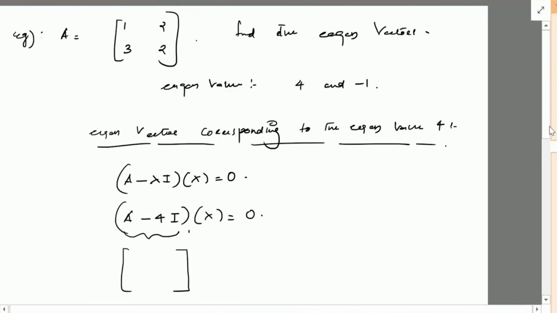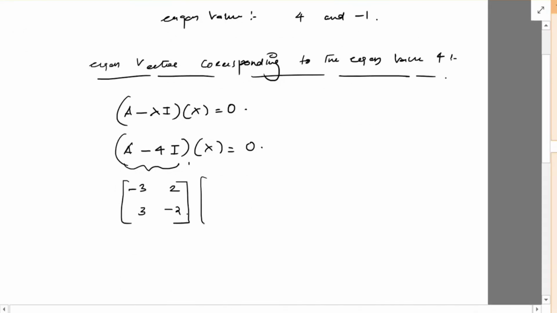You have to tell me what A minus 4I is. It will be minus 3, 2, 3, minus 2, into x. Here x is the vector we have to find, so I call it x y, equal to 0, 0. So that is the homogeneous system.